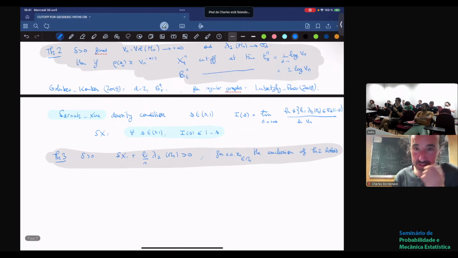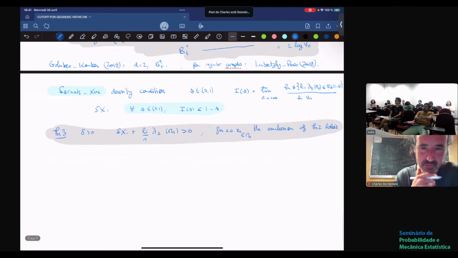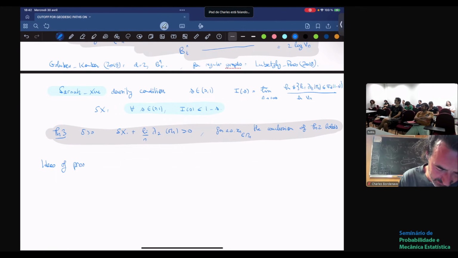Okay, and this result is related to a paper with Hubert that we did a few years ago, where we prove an analog of this statement for regular graphs. So I will give you some ideas of proof in the time that remains.